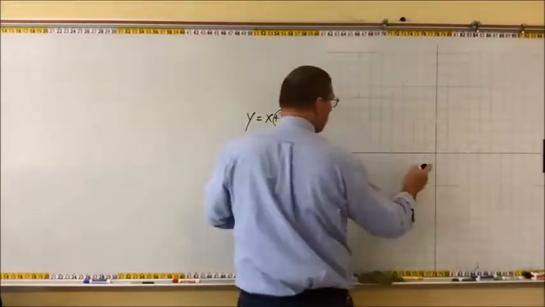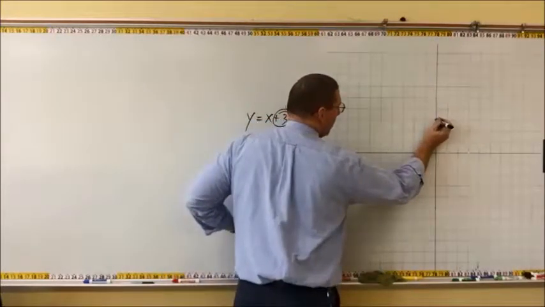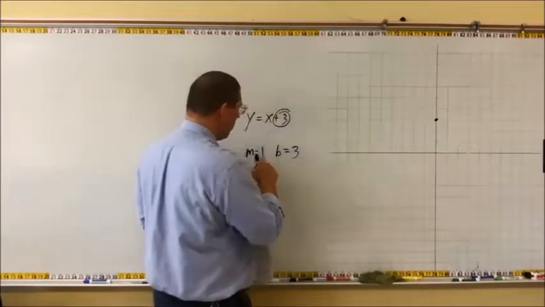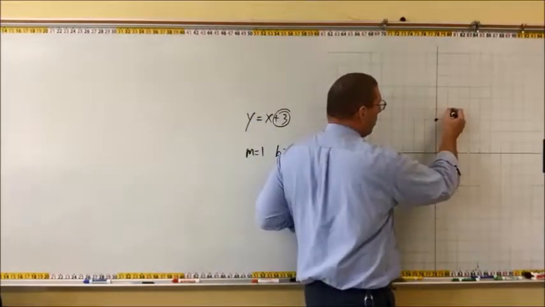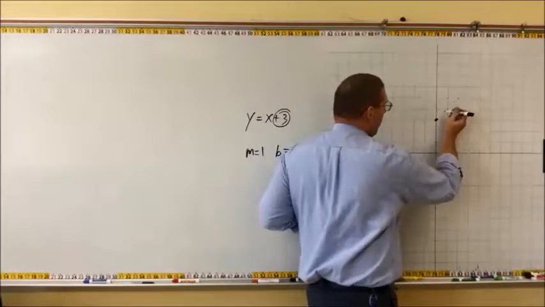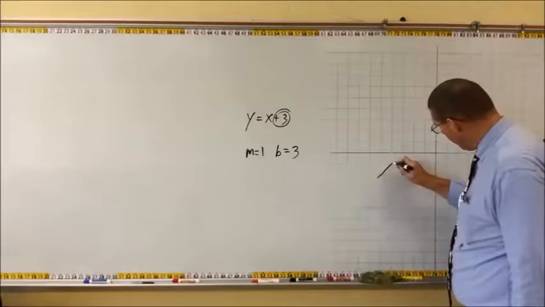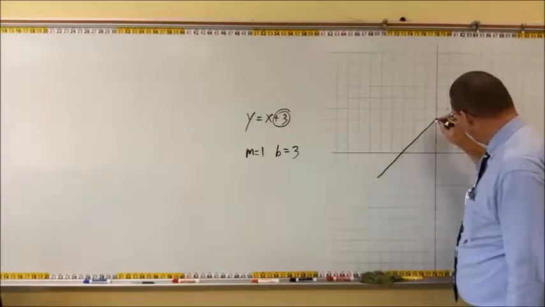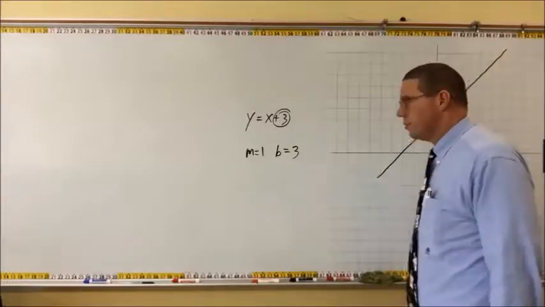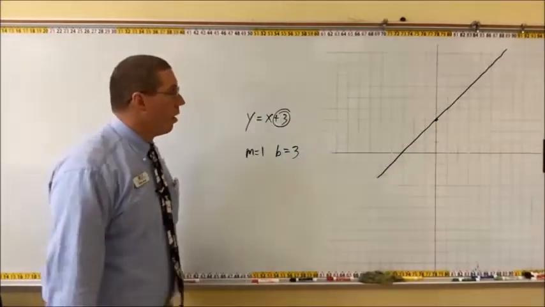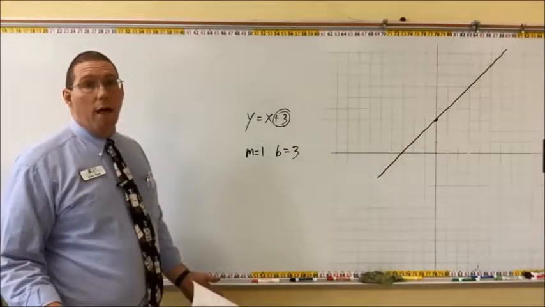So we're going to go to the y-axis, and we're going to go to positive 3 right here. Then we're going to do a slope of 1 through that point. Up 1 over 1. Up 1 over 1. Up 1 over 1. And so the line is going to look like this. There we go. There's the straight line, y equals x plus 3. Again, you got to know how to draw a line.